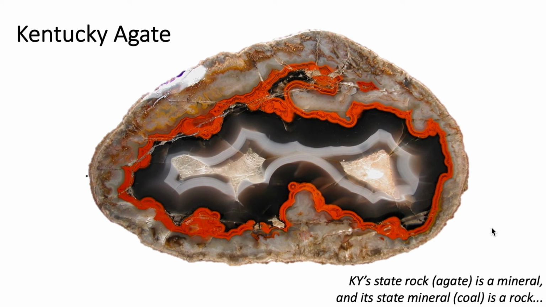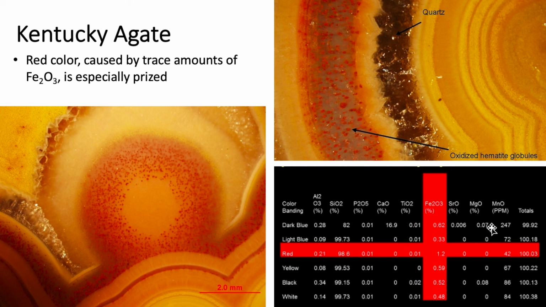But Kentucky is actually pretty famous in rock and mineral collecting circles because of the really beautiful agates that we can find in the creeks around here. You can see the beautiful red, black, and gray banding in the structure here. It's that red color that makes Kentucky agate special. That's what's especially prized by mineral collectors. And so I'm showing here some very close-up pictures of Kentucky agate, showing those red layers and how those red layers consist of lots of tiny little droplets.